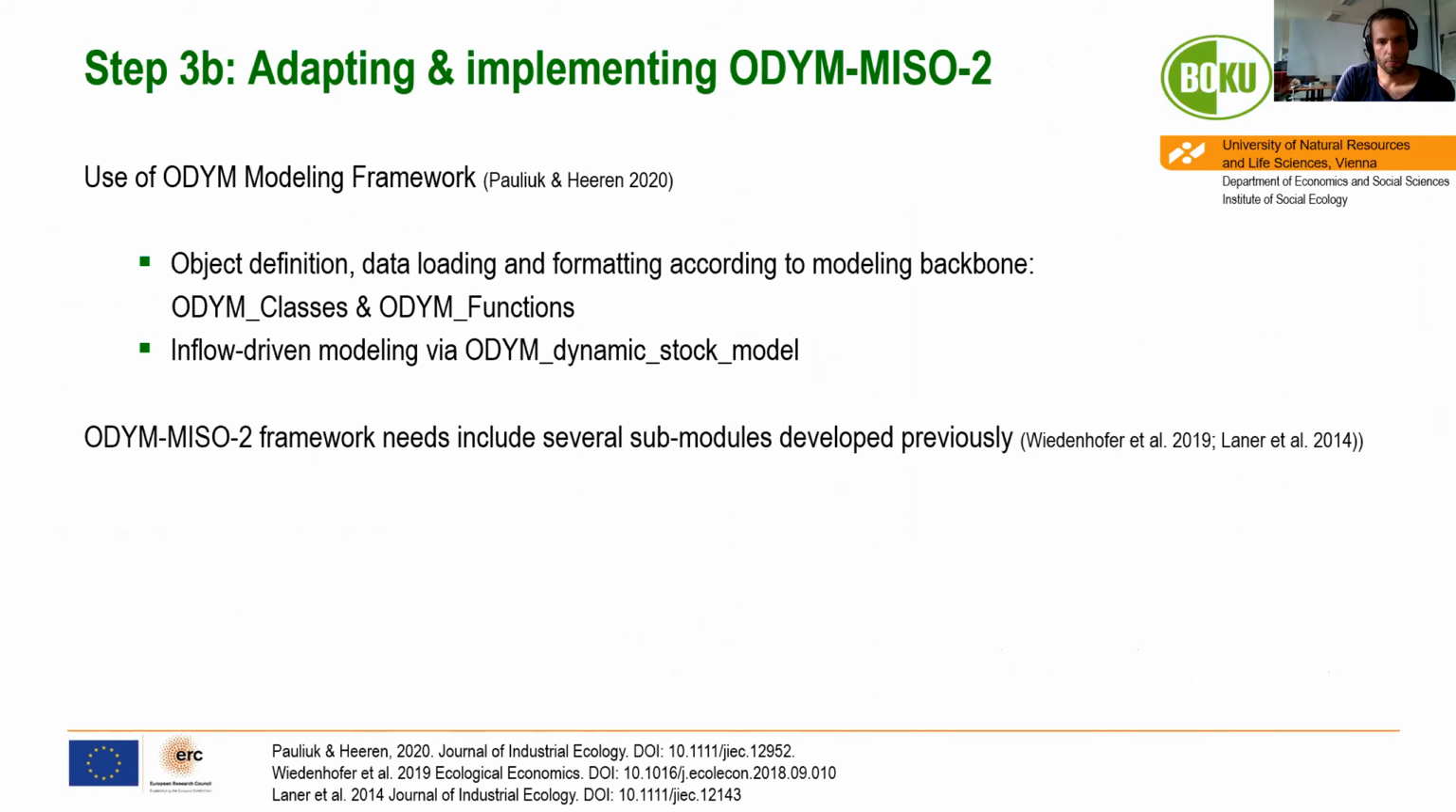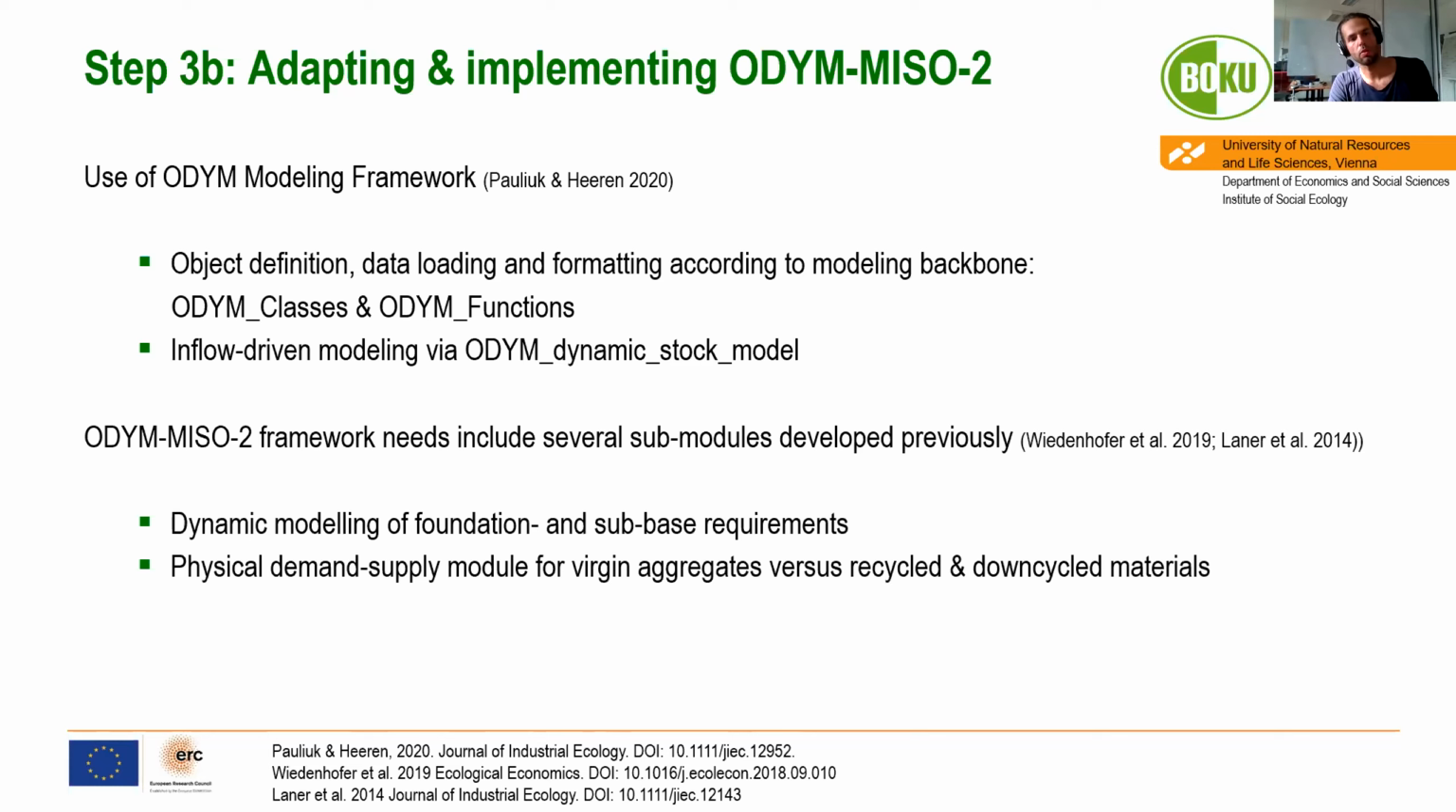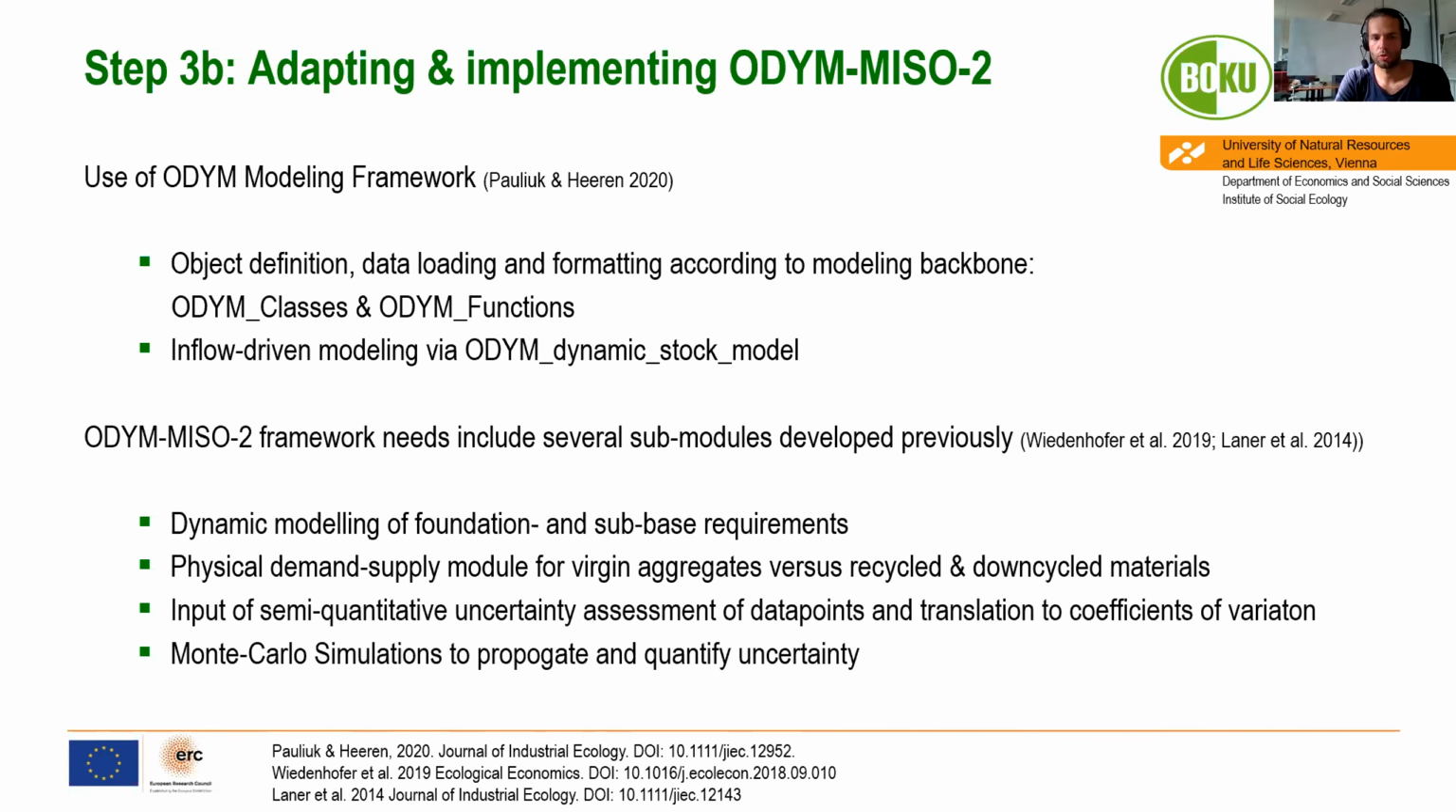And in addition to that, we also want to code some MISO2 specific submodules, like for instance, the estimation of sand and gravel that is required for road base courses and building foundations, and also how much of this is estimated to come from virgin or recycled materials. This has been partly implemented already by Dominic in the first version, but now has to be transferred to Python code. And as a second module, this semi-quantitative uncertainty assessment needs to be implemented as a sub-module and then fed to the Monte Carlo simulations.